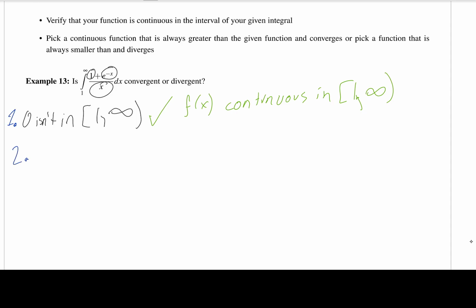Now let's look at step 2. The best way to do step 2 is to focus on either the numerator or the denominator. I like to focus on the more complicated thing. Just seems more fun, right? So I'm going to look at 1 plus e to the negative x and figure out, okay, what do I know about this thing? Well, I know that this is the same thing as 1 plus 1 over e to the x.